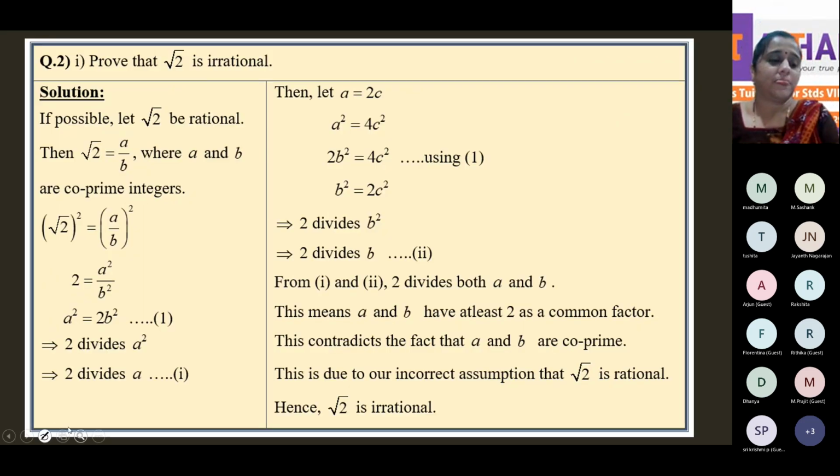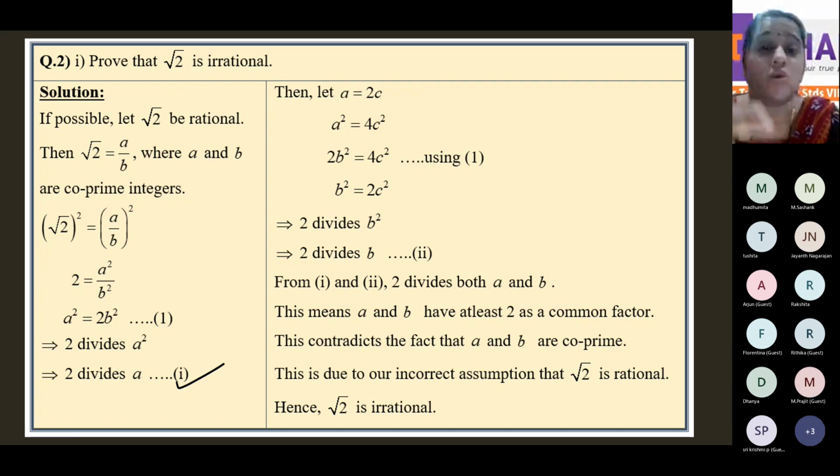So we've got this result that 2 divides A. Next we're going to prove that 2 divides B. If 2 divides B, A and B both have 2 as a common factor. But how is it possible? A and B are co-prime integers. Their HCF is 1. Then how can they have 2 as a common factor? So this is a contradiction. It contradicts the fact that A and B are co-prime.